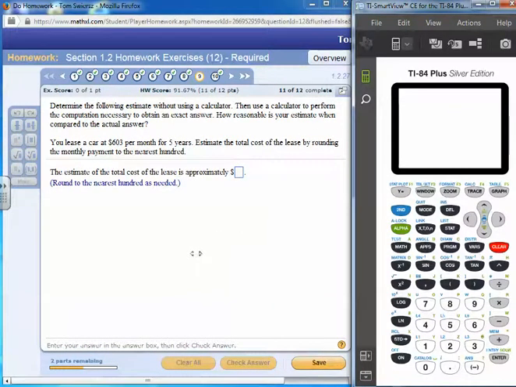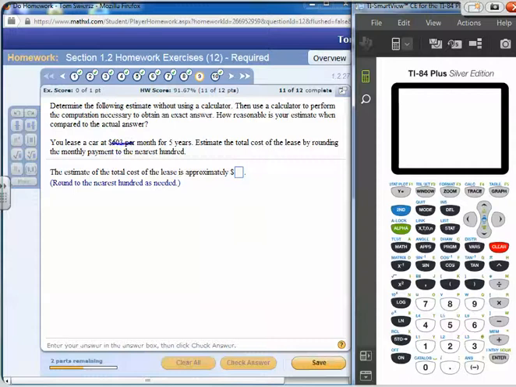Let's look at homework exercise number 9. Determine the following estimate without using a calculator, and then use your calculator to get the exact answer. You lease a car for $603 a month for 5 years. Find the total cost, rounding the monthly payment to the nearest 100. So 603 obviously would be rounded to 600.